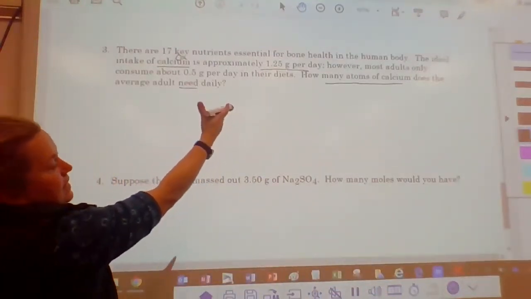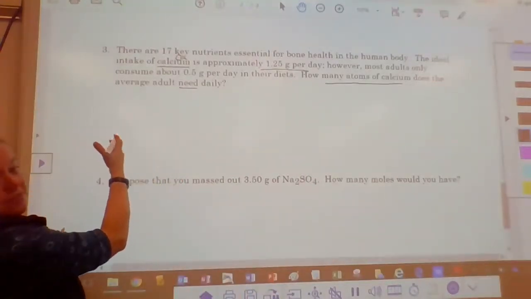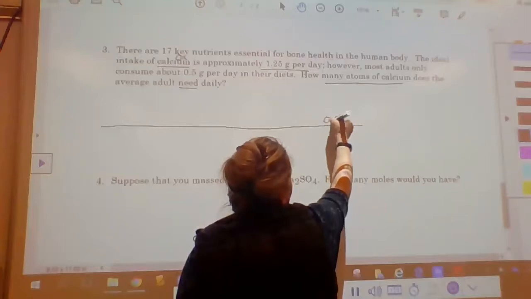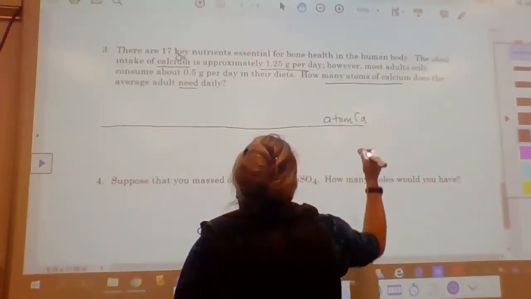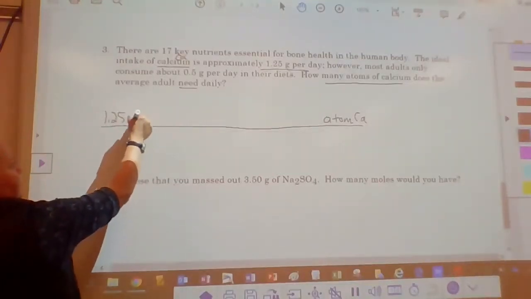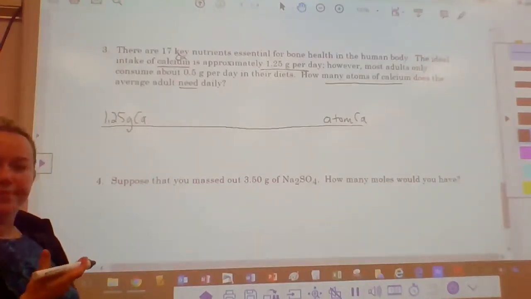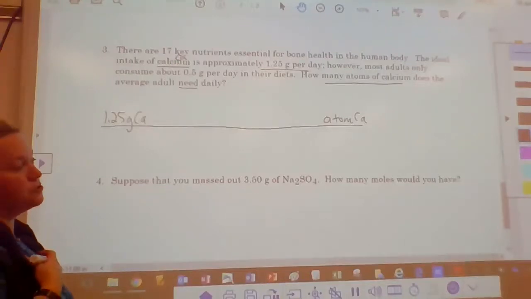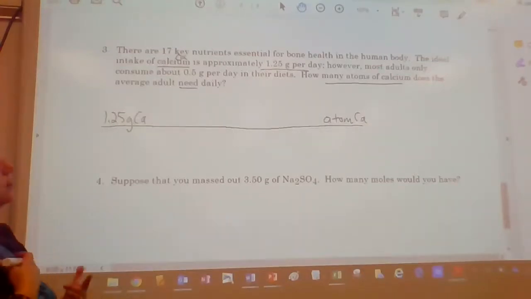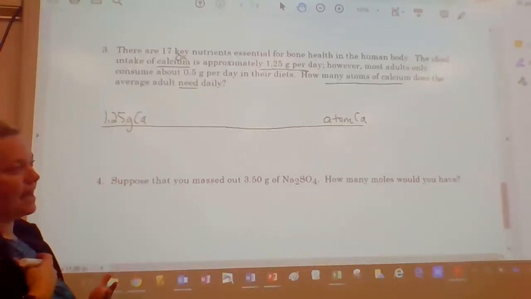Well, I know how many grams I need. I need 1.25 grams every day. But how many atoms? Well, I'm going to be converting. I'm going to draw a long line. In the end, I'm looking for atoms of calcium. I'm given 1.25 grams of calcium. Do I know a relationship between grams and atoms? Not really, not directly. I do know that I can go to moles of calcium pretty quickly. I know the molar mass of calcium. I can go from grams to moles. But that doesn't get me to atoms.